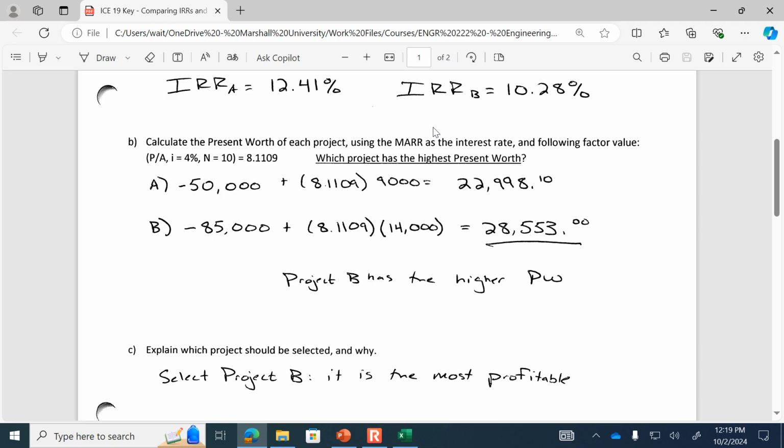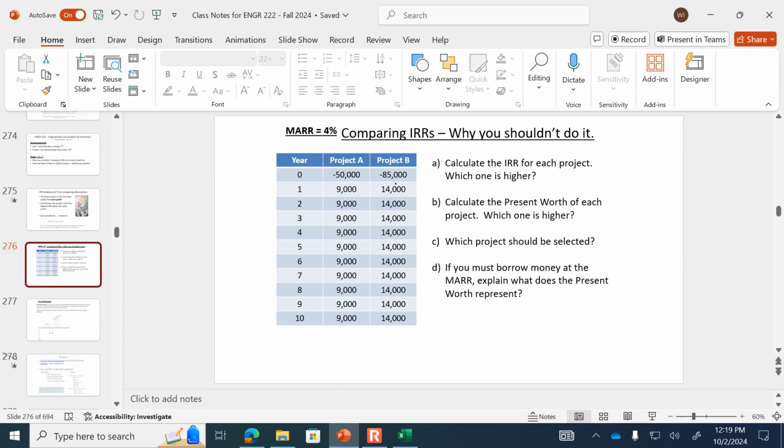Like if we think about the difference between project A and project B, project B yields an extra $5,000 per year in profit compared to project A. So later on, we're going to do incremental analysis, which says, compare the difference between the two. Project B versus project A.